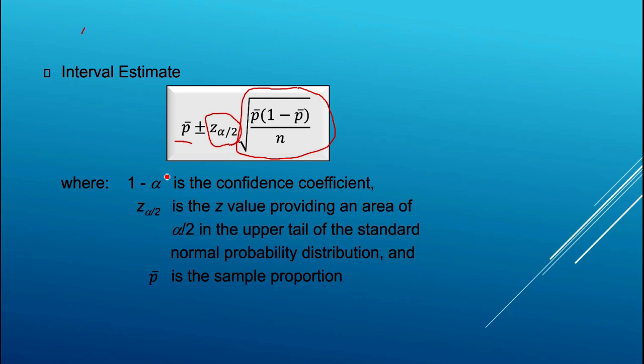Okay, so note that the standard error here and in the previous example didn't include the finite population correction. So keep that in mind. If you need to use that finite population correction, then that would show up in the formula here as well.